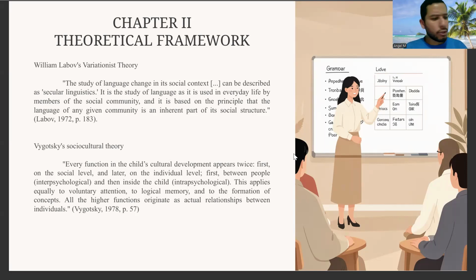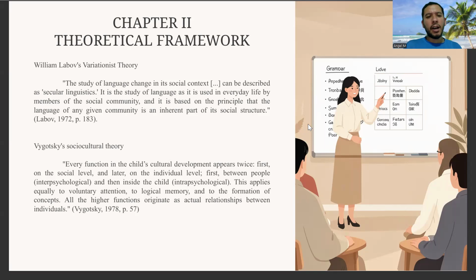And the third theory is Vygotsky's sociocultural theory. Every function in the child's cultural development occurs twice. First, on the social level, and later on the individual level. First, between people, and then inside the child. This applies equally to voluntary attention, to logical memory, and to the formation of concepts. All the higher functions originate as actual relationships between individuals.